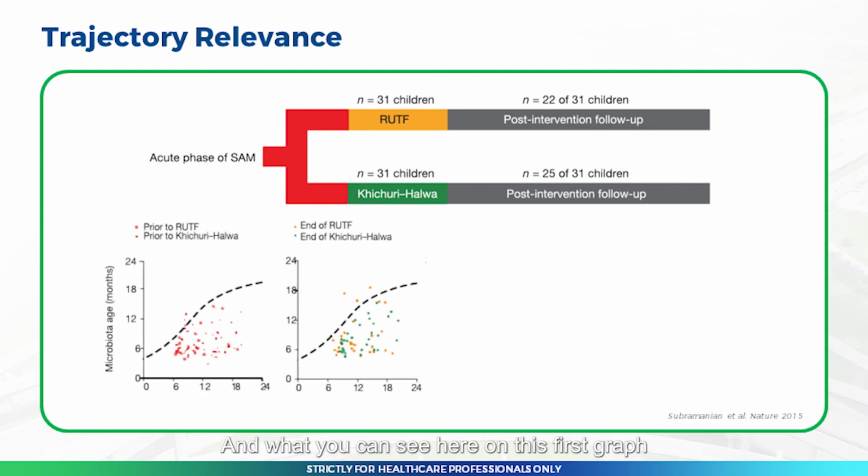And what you can see here on this first graph is the fact that infants that suffer from severe acute malnutrition, for their microbiome, it's actually placed below this trajectory, showing that clearly the trajectory is capable of discriminating the fact that they have a condition and therefore a different microbiome maturation.